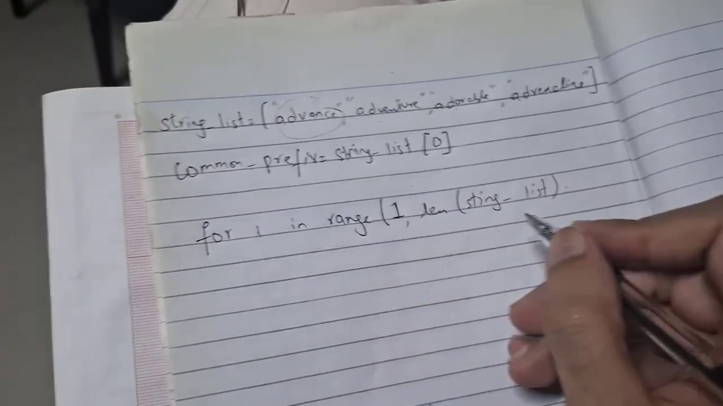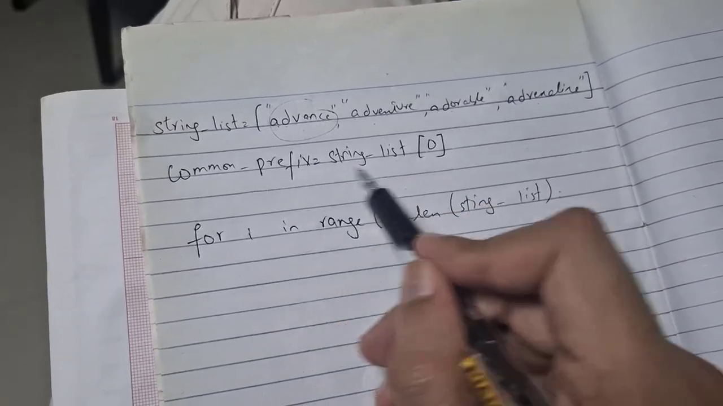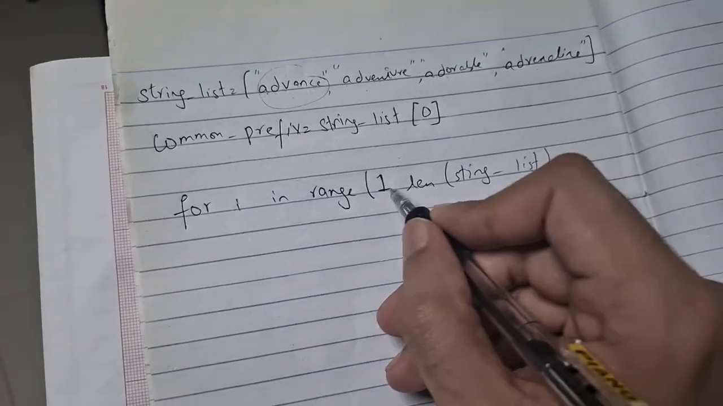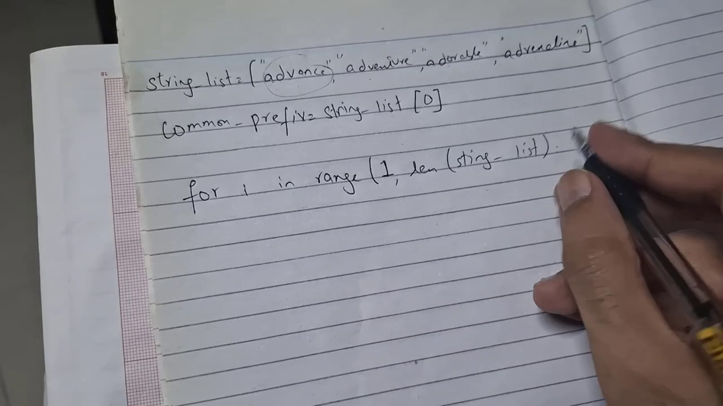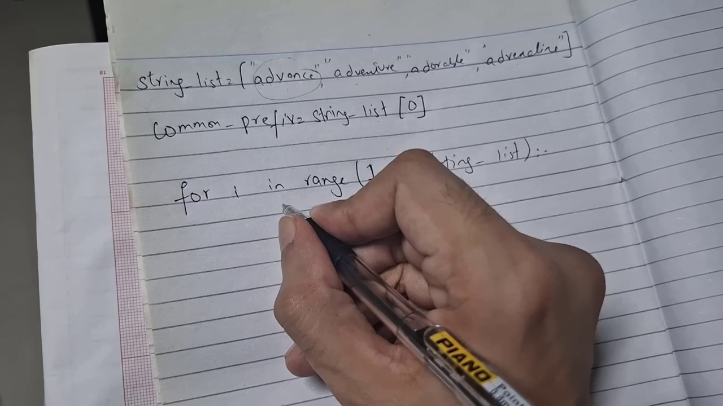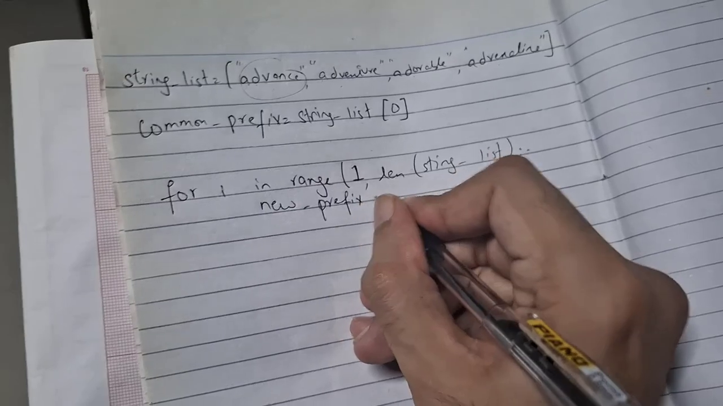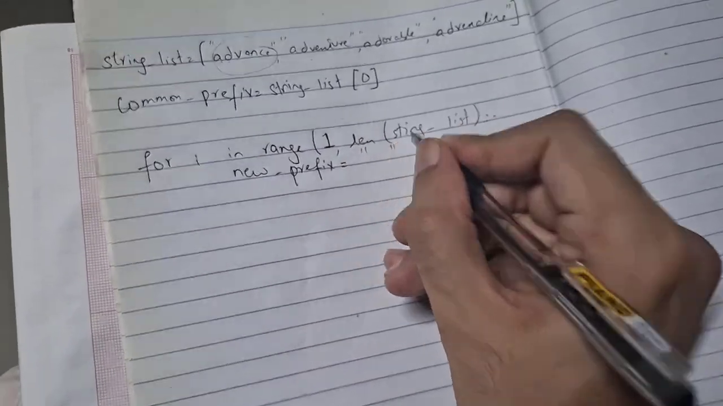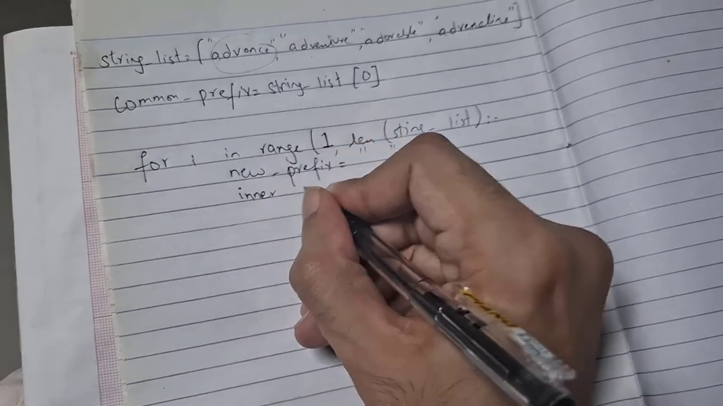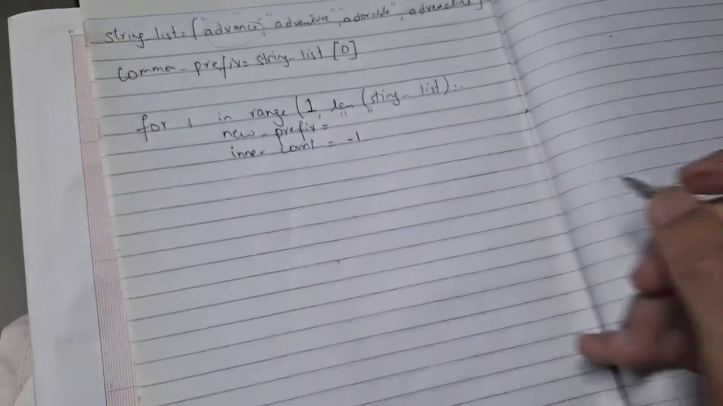Now why do we start with 1 index? Because we have already chosen advanced in our common prefix. So we need to compare adventure with advanced to get the common prefixes. So that's why we start from 1 index, right? In the outer for loop, we would initialize a variable of new prefix, and I would make it a blank string. Then I would be making a counter and I would name it as inner count, and I would give it a value of -1.